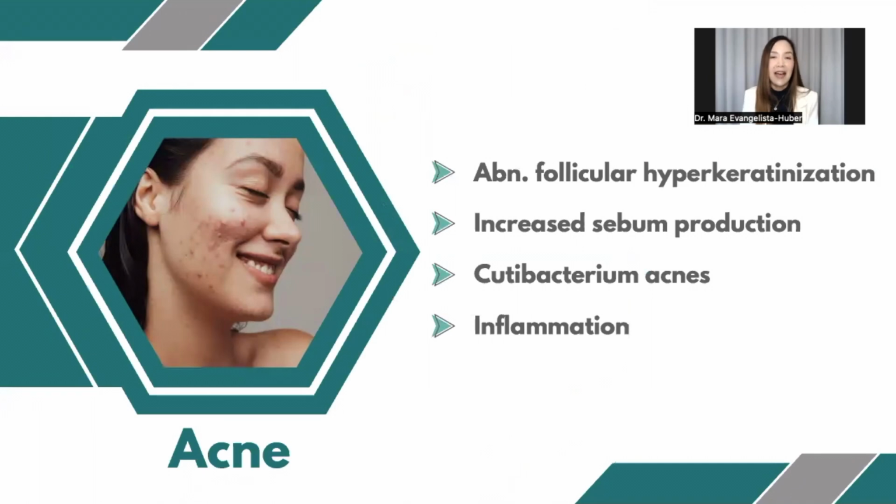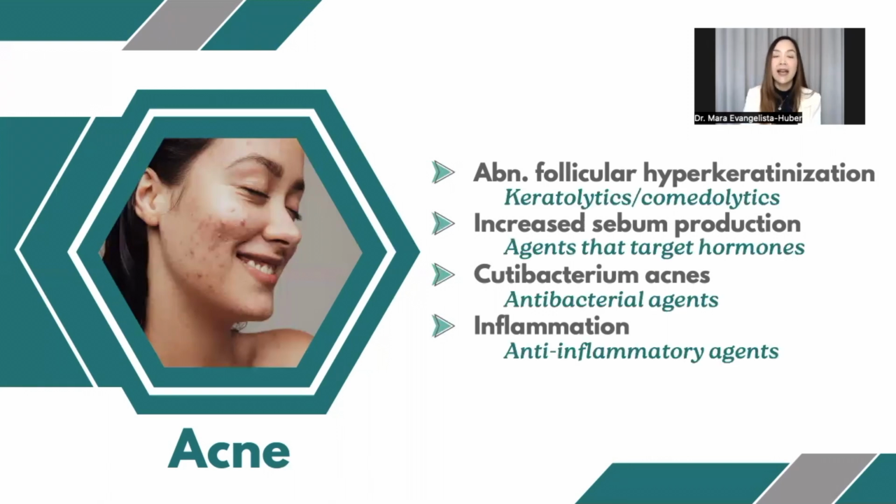So let's take a look at acne. There are four things believed to contribute to the pathogenesis of acne. You have abnormal follicular hyperkeratinization, where you have sticky cells in the area of your hair follicle, which don't exfoliate the normal way. You also have an increase in sebum production, which is primarily controlled by hormones. You have the bacteria Cutibacterium acnes, and inflammation is also thought to contribute.